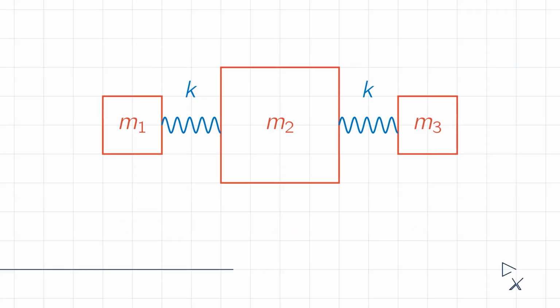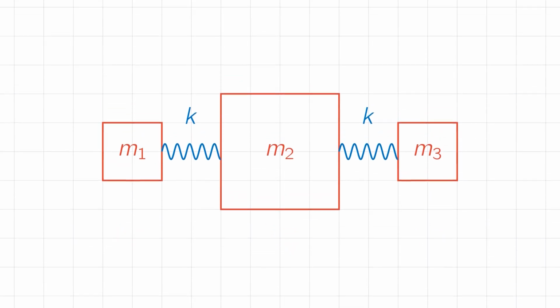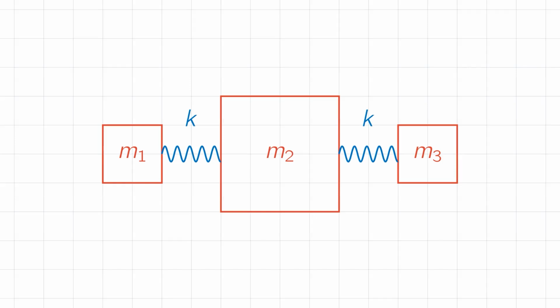Let's look at which forces are working on the three different masses. Now, to keep things simple, we will not look at gravitational forces or any damping. We will focus on the forces generated by the springs. Which forces act on the fuselage, or mass m2?